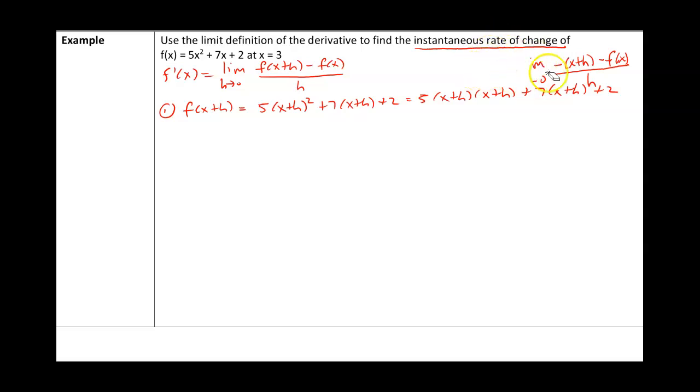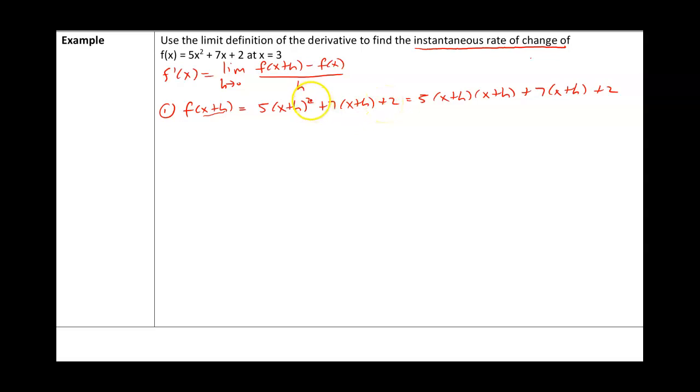For f of x plus h, we need to find the expression when the input is x plus h. So that means every time I see an x, I'm going to replace that x with an x plus h. So if this is my input, every x gets replaced with x plus h. So I have, instead of 5x squared, 5 times the quantity x plus h squared. Instead of 7x, I have 7 times x plus h, and then I have plus 2.